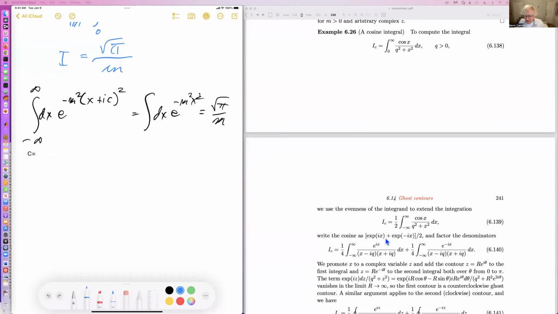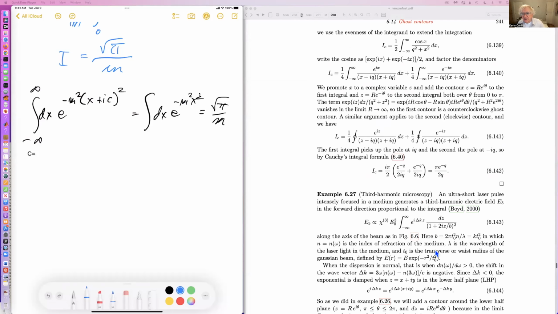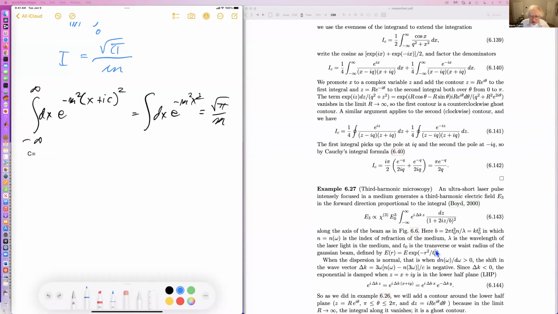And then we can write the cosine as e to the ix plus e to the minus ix over 2. And then we have two integrals, a quarter e to the ix, and then we factor the denominator. Q squared plus x squared is x plus iq times x minus iq. And so now we have again two integrals along the real axis. And so you might say, well, we've made things much worse than before.